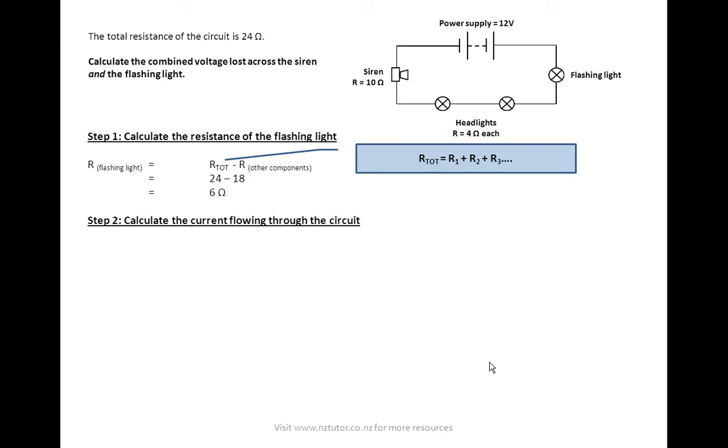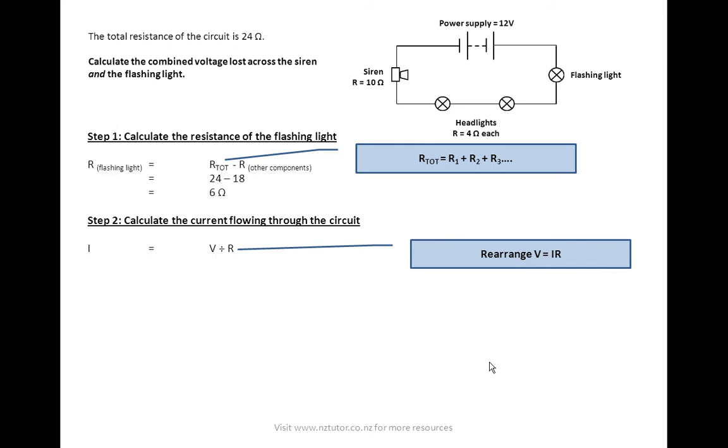Step 2. Calculate the current flowing through the circuit. Use the equation I equals V over R, where I equals current, V equals voltage, and R equals the resistance. This equation is obtained by rearranging V equals I times R.